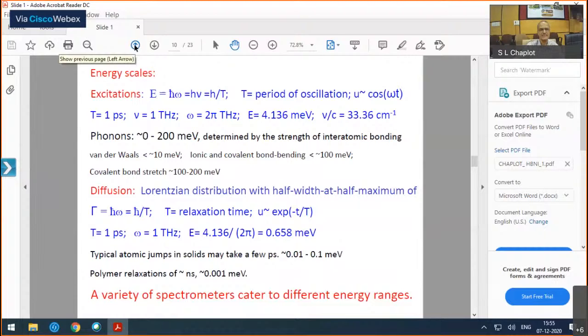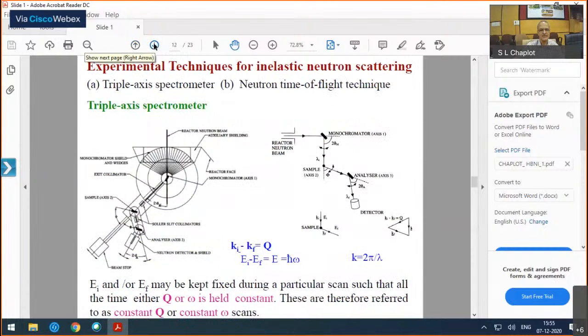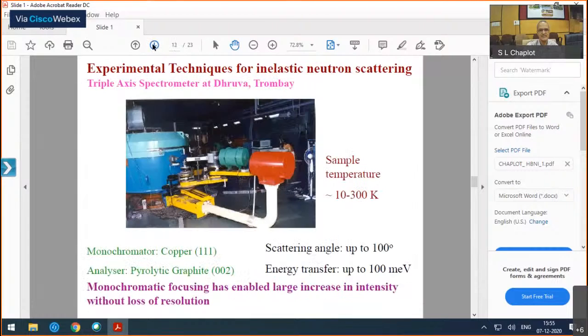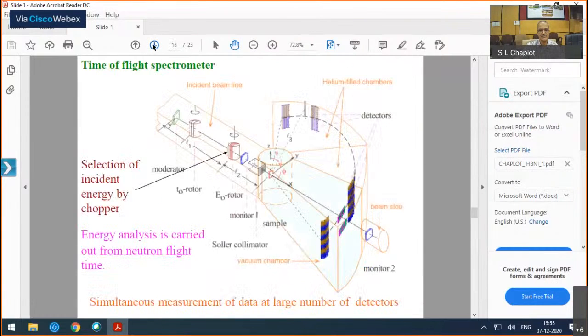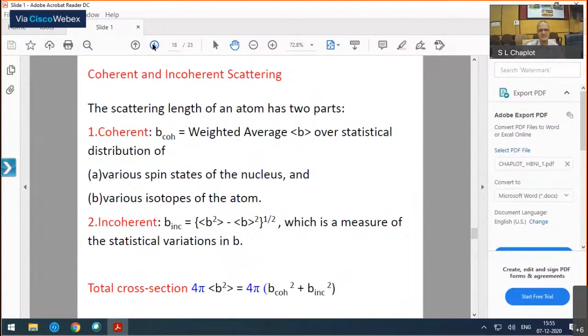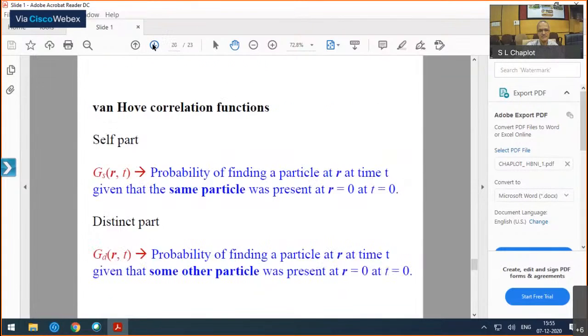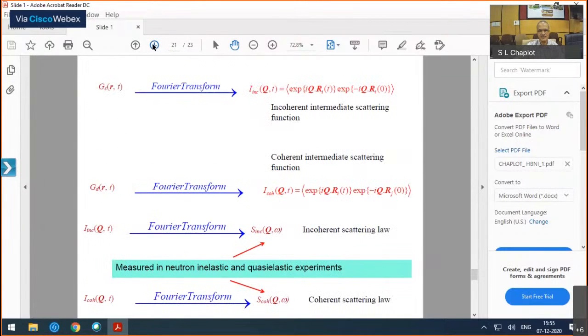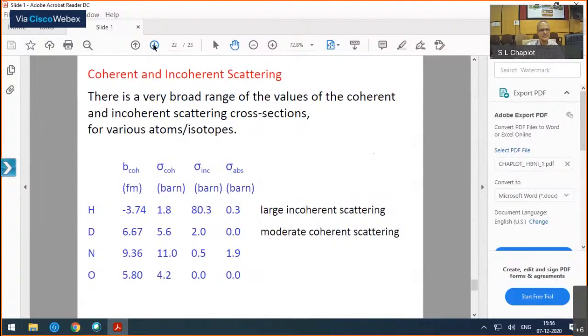So as I said, I'll take off from these diagrams to study the phonon dispersion curves, and also we will try to calculate quantities corresponding to the scattering law. I think that's about it.